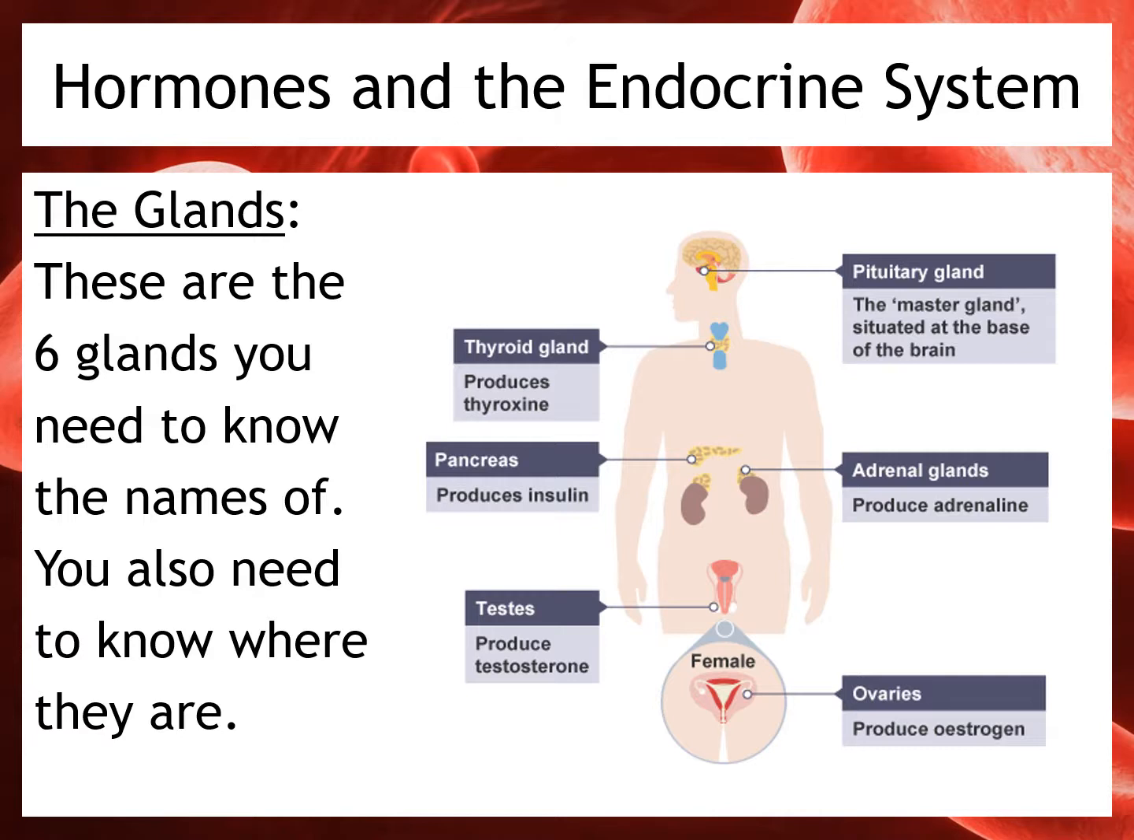There are 6 glands that you need to know the names of and know where to find them on the body. At the top you'll see the pituitary gland, and you'll find this just at the bottom of your brain in your head. The next one down is the thyroid gland, which is found in the throat. Coming further down the body, we see the pancreas. Below that, just above the kidneys, are the adrenal glands. And then at the bottom here, you'll see on this diagram, I've got both the male and female part at the bottom there. So on a man, we would find the testes, and in a woman, we would find ovaries. Obviously, you wouldn't have both.